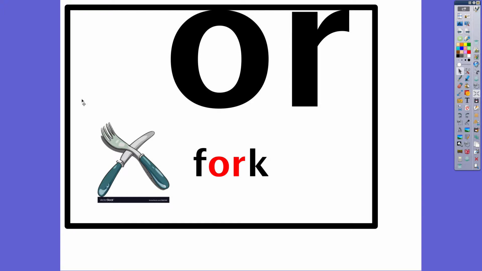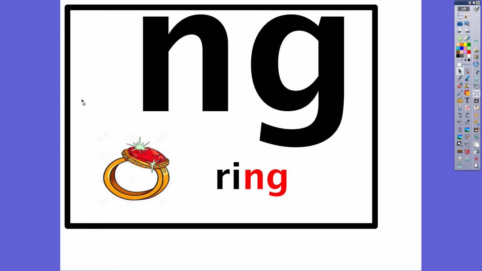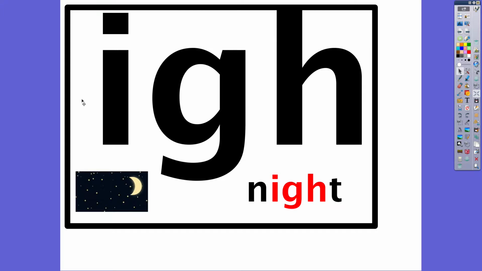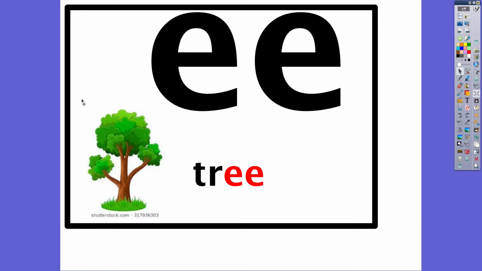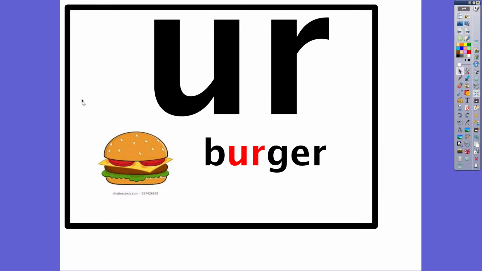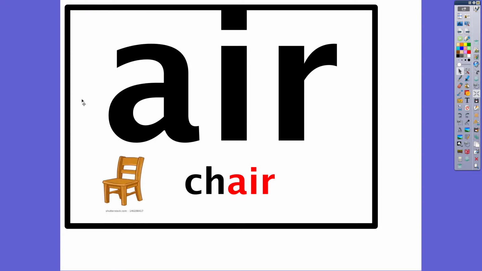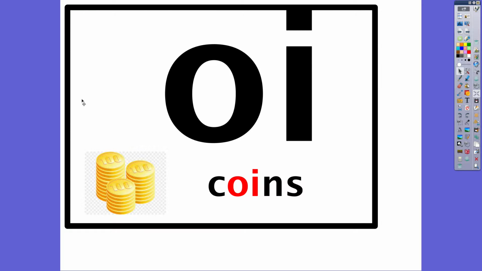F, bath. O, fork. O, goat. U, moon. Ng, ring. O, book. I, night. Ow, cow. E, tree. R, cards. Burger. Ear, beard. Rubber. Air, chair. Oi, coins.